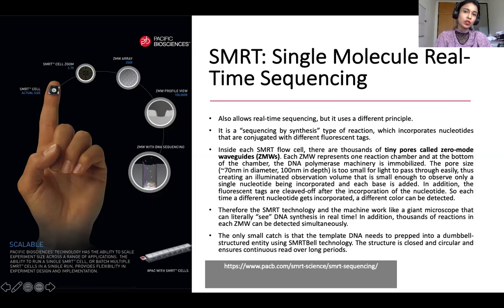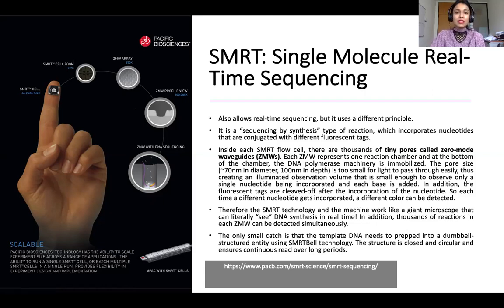So each nucleotide is bound to a different fluorescent tag, and you have a SMRT flow cell, right? And inside each SMRT flow cell, there are thousands of tiny pores, which are known as zero mode waveguides, right? So this is how small a SMRT flow cell is, the actual size. It's smaller than your finger, right? When you zoom in, this is how it looks. And it also looks like an array. So this array is what we call a zero mode waveguide. Okay, so each one of it is one zero mode waveguide.